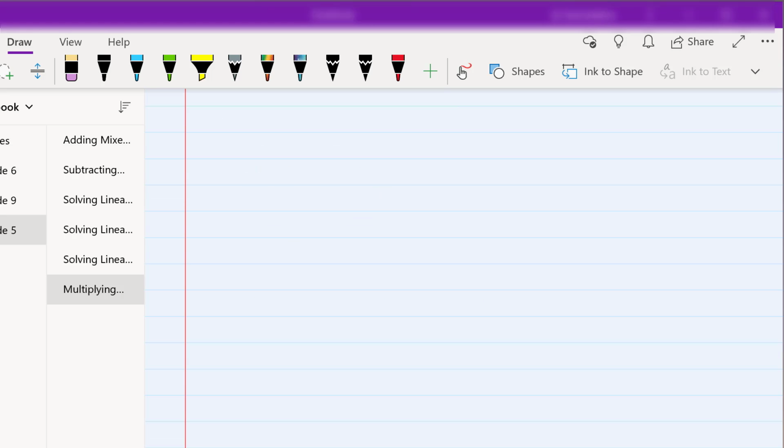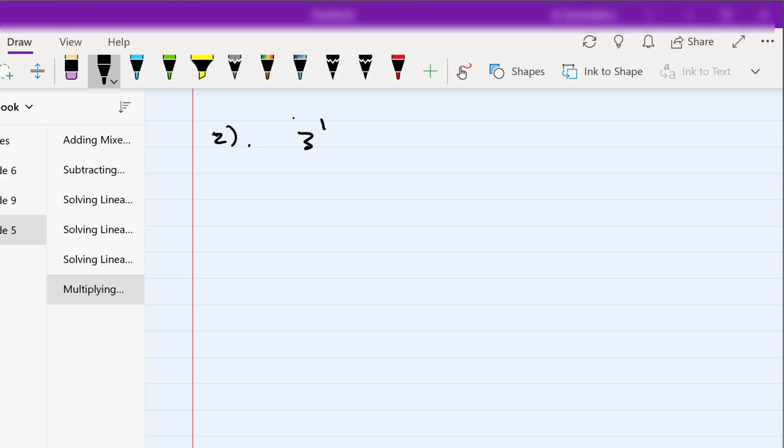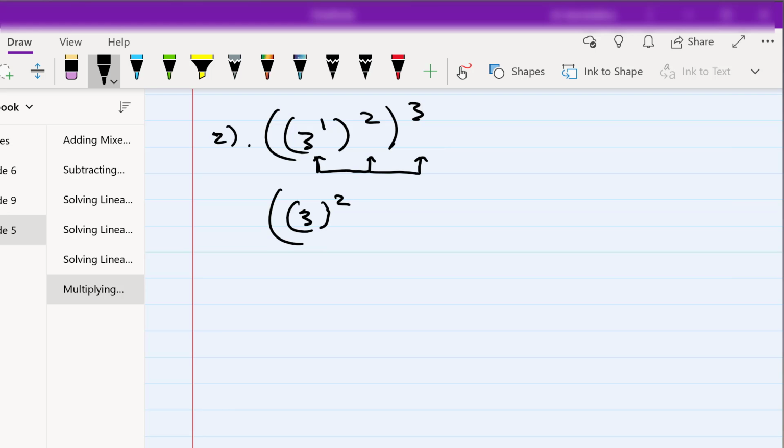Let us look at another example. Suppose we had 3 to the power of 1, all squared, and then cubed. So we would begin from the inside, working out. So I'd say 3 squared, and then cubed, which would be 3 squared times 3, which is 3 to the power of 6.